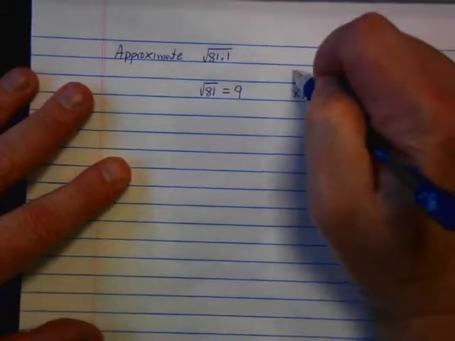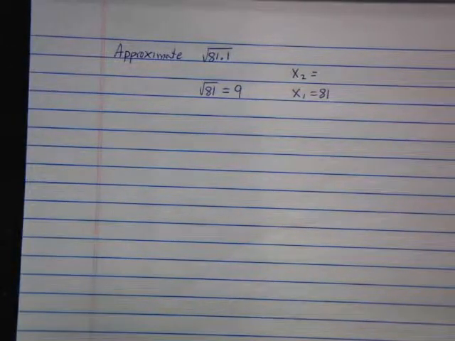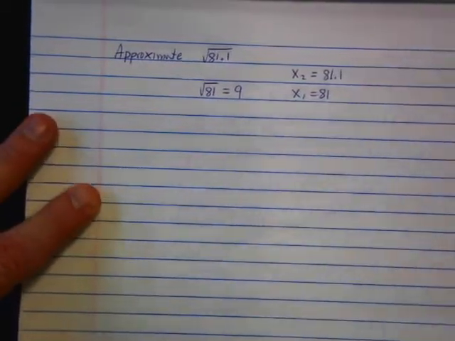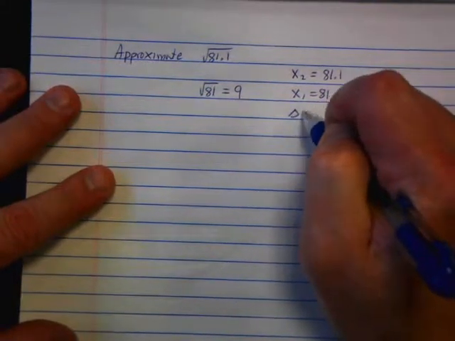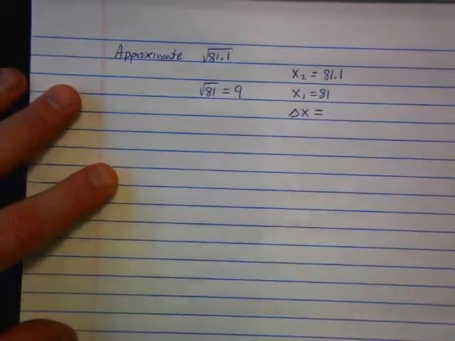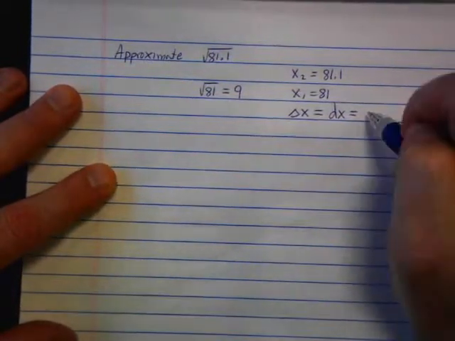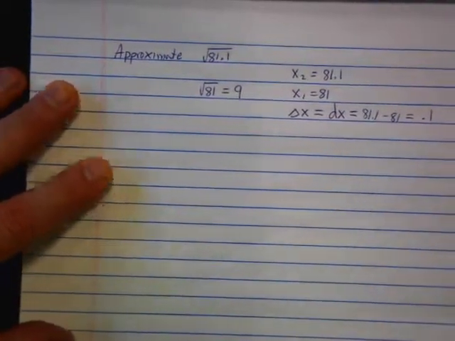What's my x2 number? Not 0.1. 81.1. x2 is the value that I want to evaluate. I want to be able to plug in 81.1, but I can't plug in 81.1 into that square root function easily. So what's delta x? Well, it's the same as dx. It's 81.1 minus 81. It's 0.1.